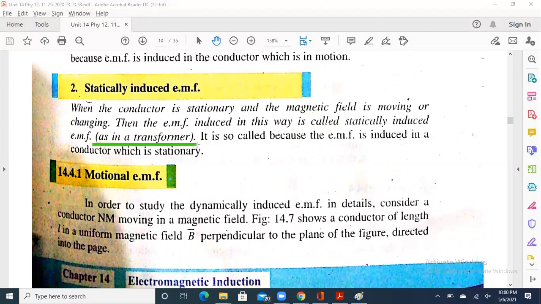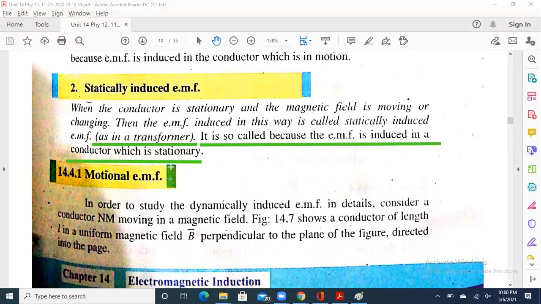Transformer is the best example of the statically induced EMF. Because in this transformer, there is no movement, there is no relative movement. But in the electric motor or generator, there is a relative movement of these. So in the transformer, there is no relative movement. So this is called the statically induced EMF. It is so called because the EMF is induced in a conductor which is stationary, because the conductor is not moving.